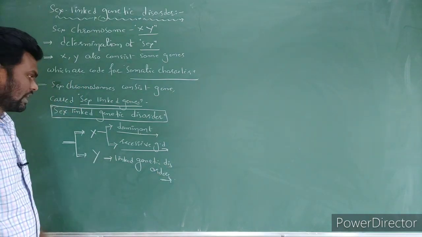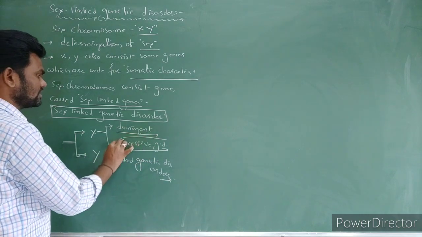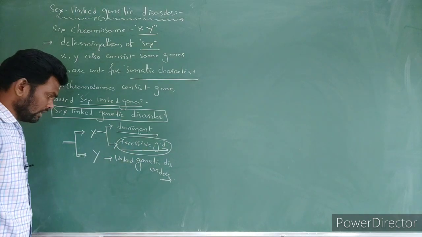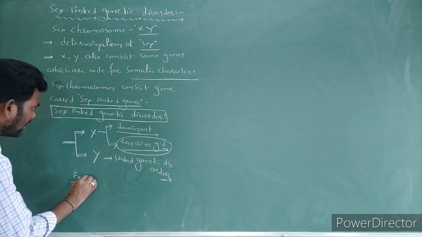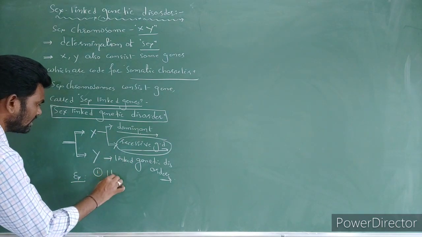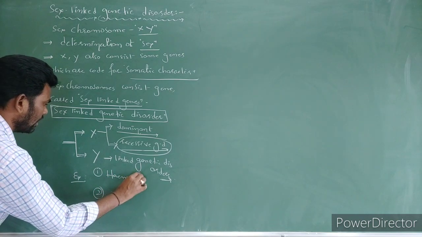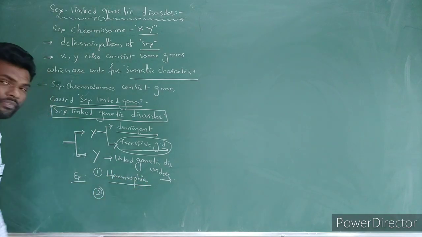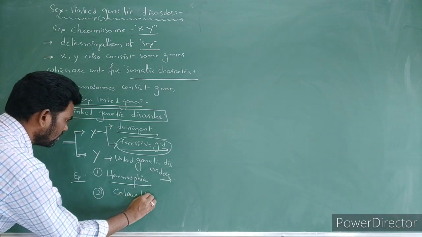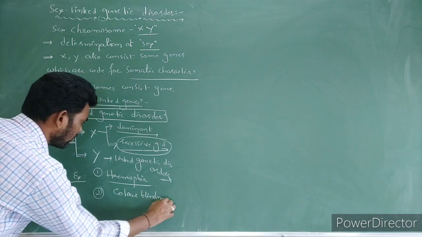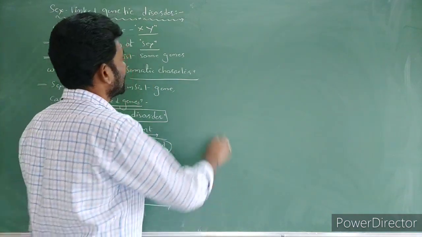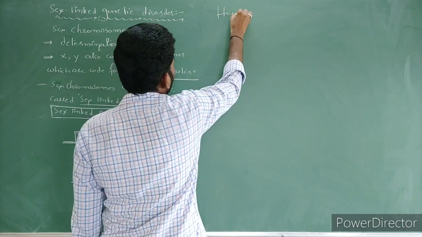Okay. In NCERT, complete information is given regarding only X-linked recessive genetic disorders. The examples of X-linked recessive genetic disorders given in NCERT are: the first one is hemophilia, and the second example is color blindness. Okay, two are very easy and important ones. Let's focus on the first one, hemophilia.